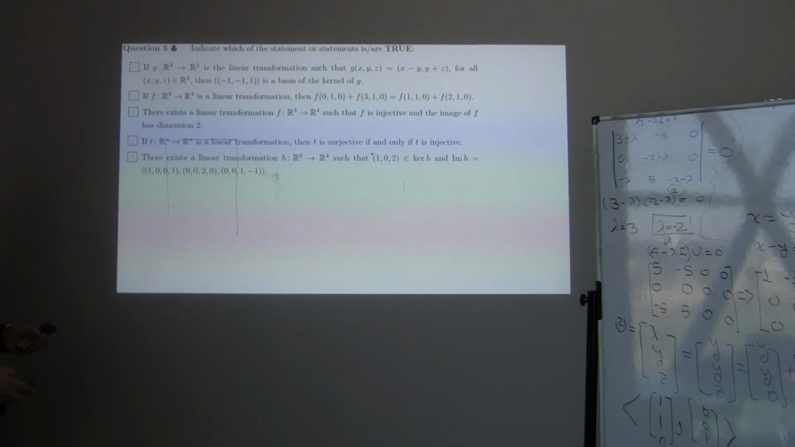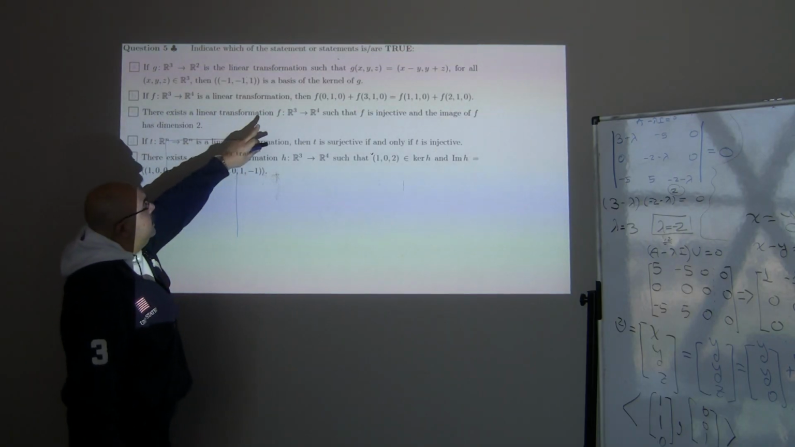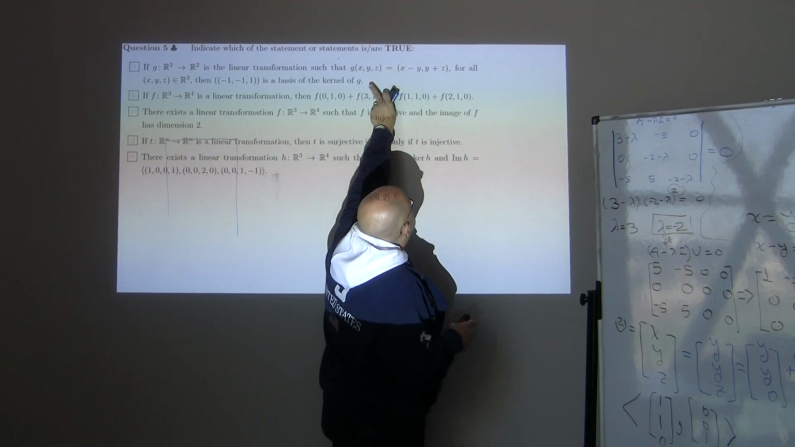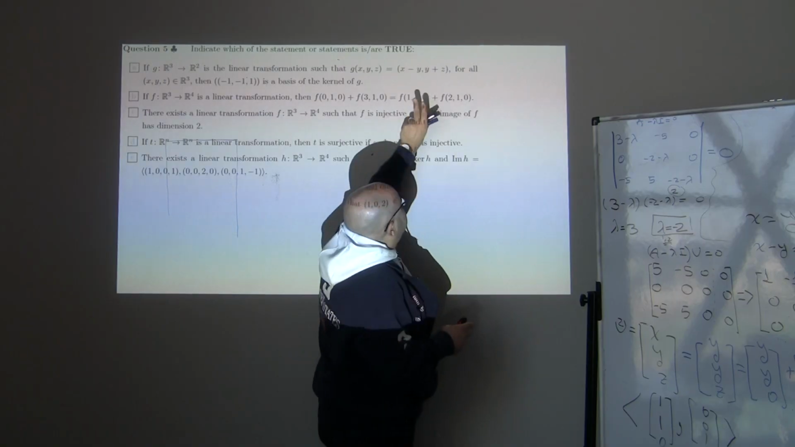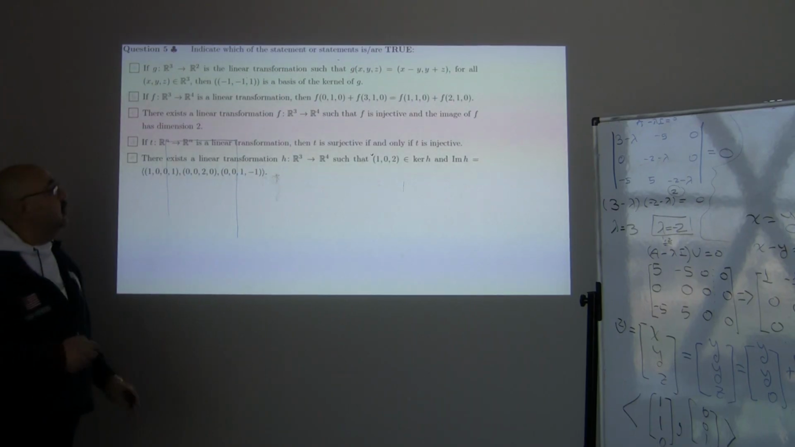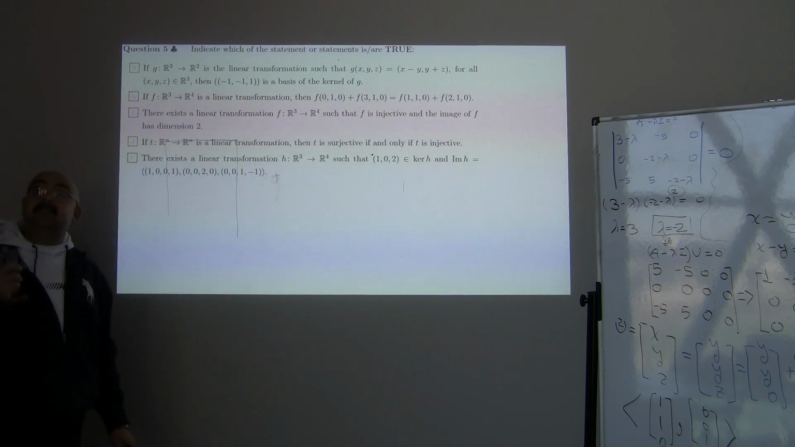Okay? For this one, he's stating, indicate which of the statements is true, and he's giving you, if you have G, a linear transform from R3 into R2, such that he's giving you the function. Yes? It's giving you the function, which moves XYZ into a 2-dimensional vector, which is X minus Y, Y plus Z. So it's giving you the F function or the G function. Okay? For all XYZ belonging to it. Then -1, -1, 1 is a basis for the kernel of G. Opa. He's asking you about the kernel. Do you remember how to get the kernel?